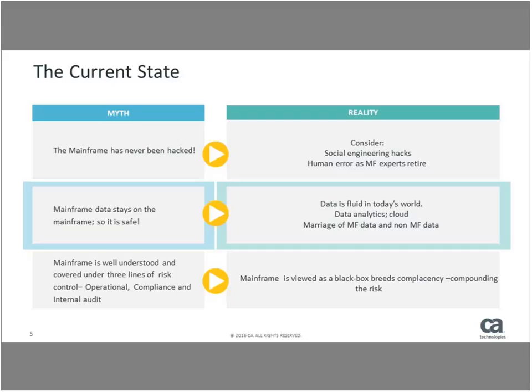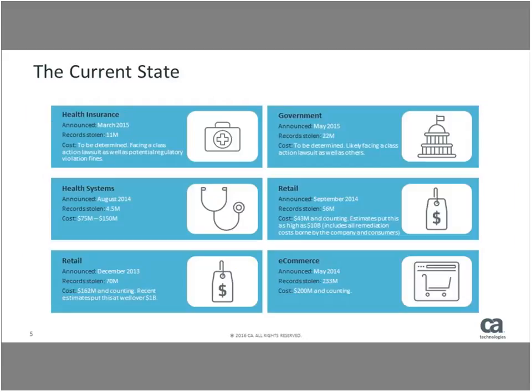But mainframe also, we feel, is really covered under these 3 lines of risk control: operational, compliance, and internal audit. And that's likely and very hopefully the case, but often in many of our IT shops, mainframe is really viewed as a black box. This often leads to complacency, where you have strict rules on many other devices, Windows and Linux and whatnot, but no such rules exist for the mainframe. And this is an area where we actually are looking at focusing.